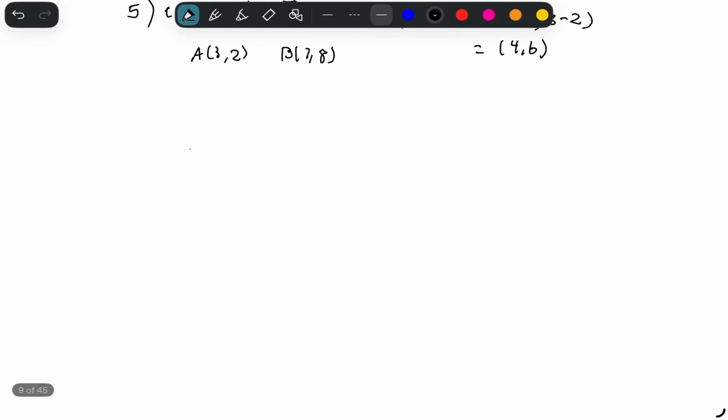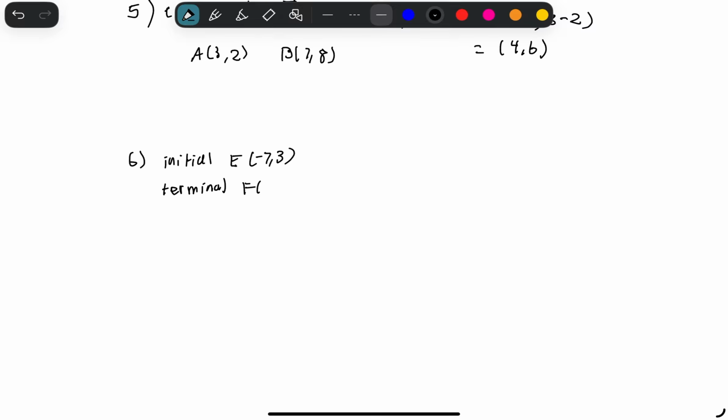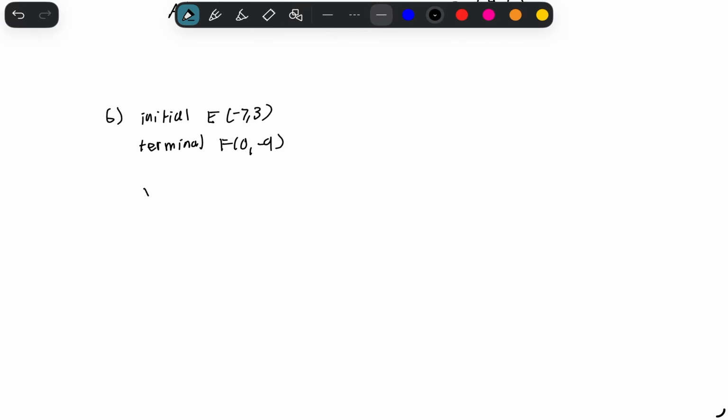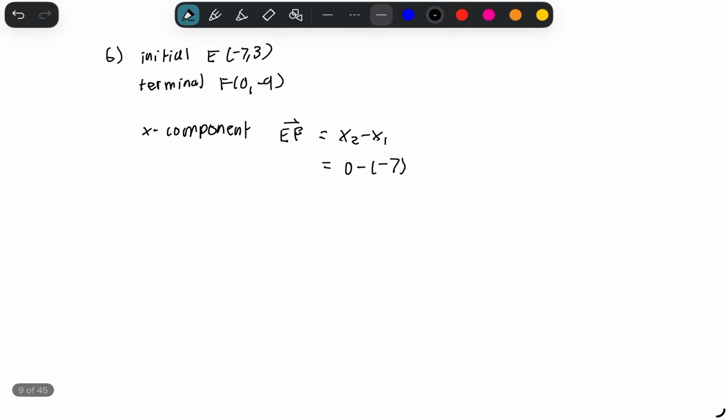Let's say that we have initial point E (negative 7, 3), and we have a terminal point F (0, negative 9), and we want to find the x component of our vector EF. That's x2 minus x1, which is 0 minus negative 7, which will be 0 plus 7 equals 7.